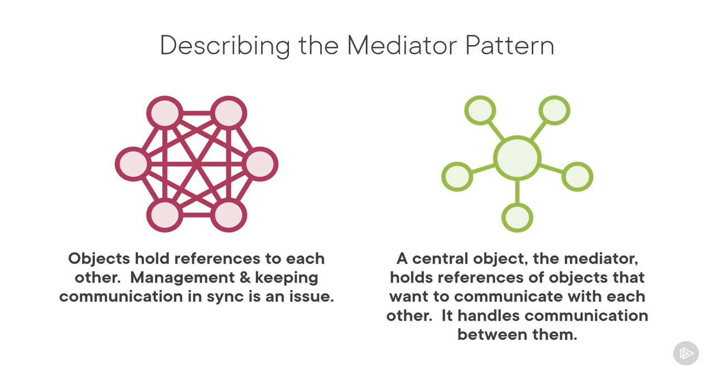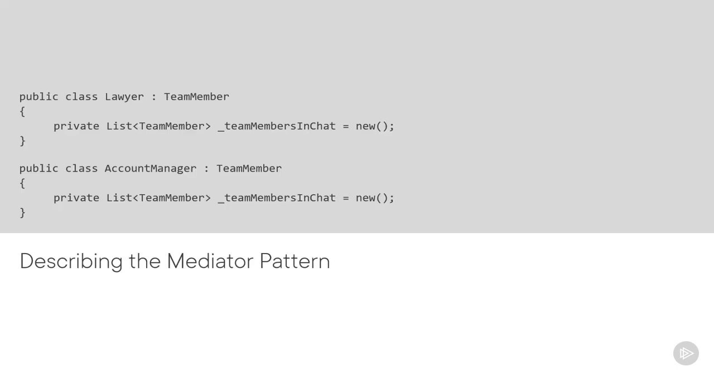What this pattern does is provide a central object, which is the mediator. It maintains references of objects that want to communicate with each other, and it handles communication between them. As you can see, all of a sudden this has become more manageable. Let's map this to a real-life example.